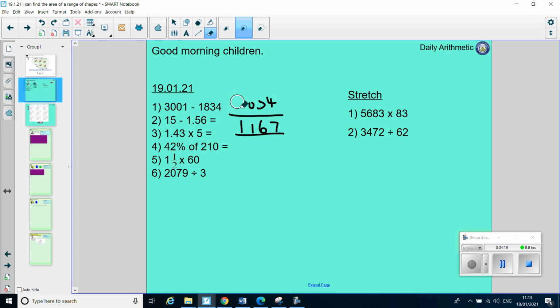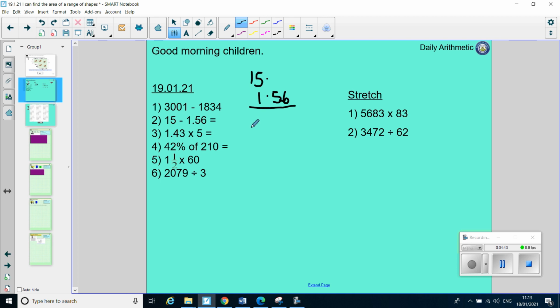Okay, question 2, similar in that it was a column subtraction, and we did need to line the digits up. So the way to set it out, we've got 15, so a 1 in the tens column and a 5 in the ones column, and then we need to line our decimal point up underneath. So that 1 needs to be in the ones column, the 5 in the tenths column, and the 6 in the hundredths column.